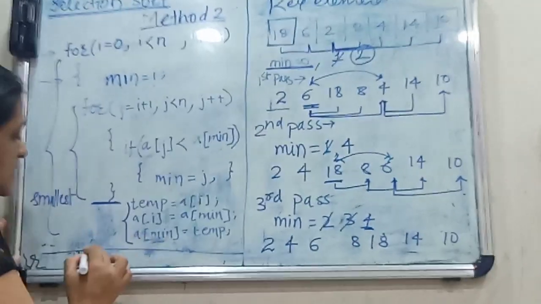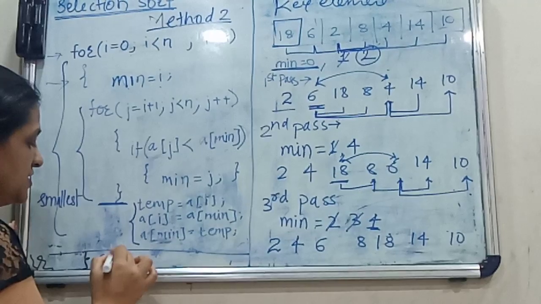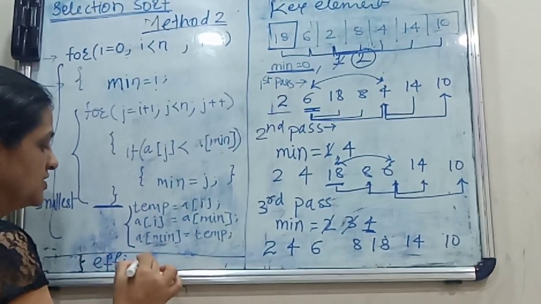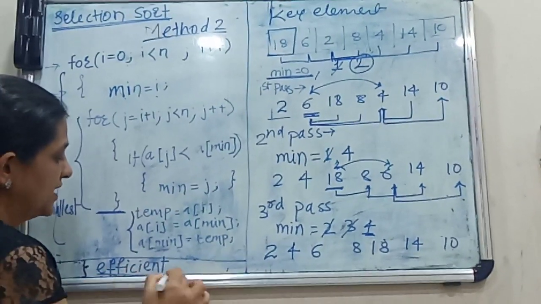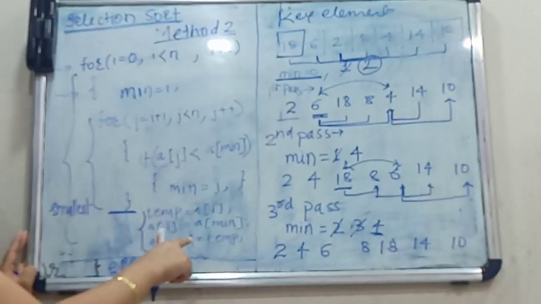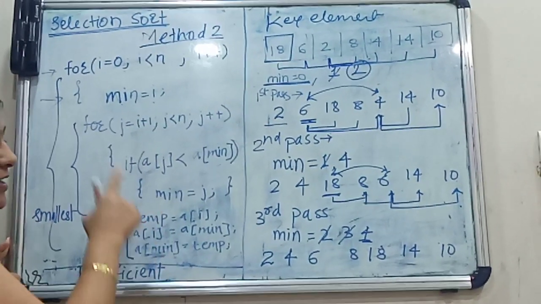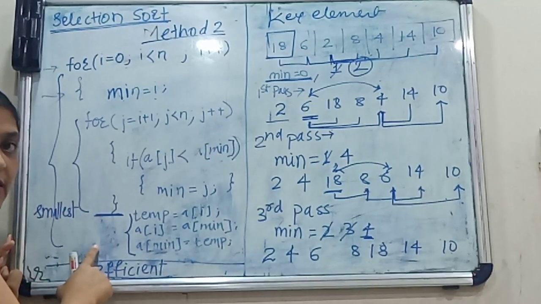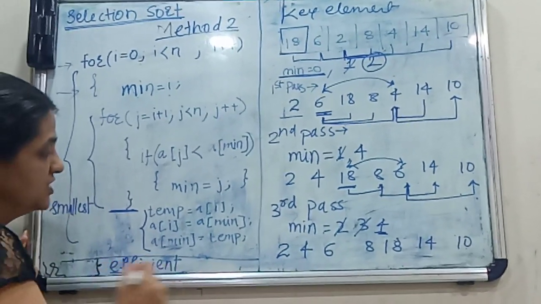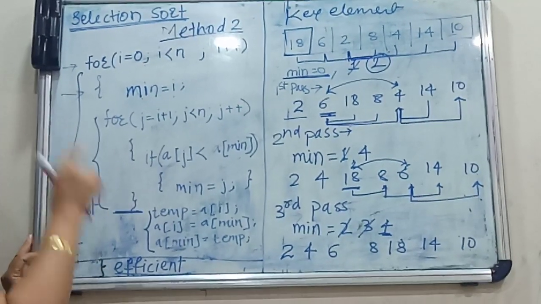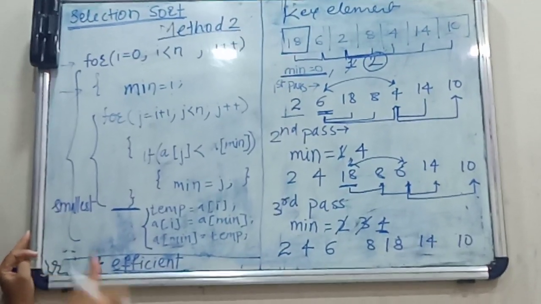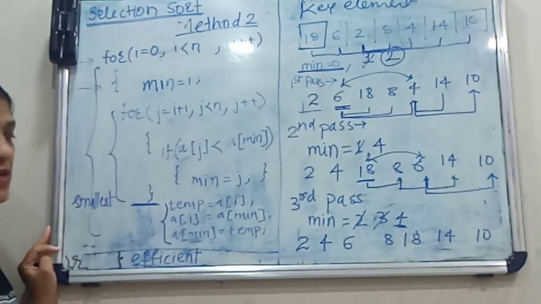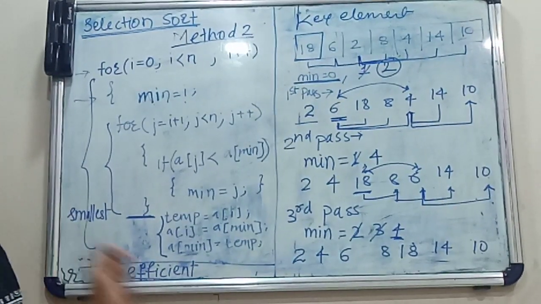And this particular sort is more efficient, as you know that you are executing the swapping only once for every iteration. That's why the efficiency of this method of selection sort is better. So this is selection sort method 2.